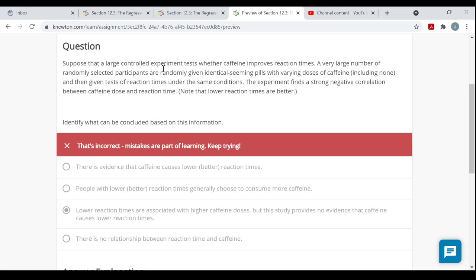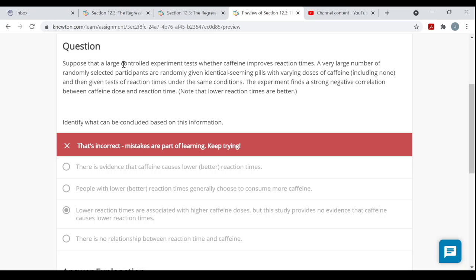You know, they took it away. Some people had no pills, and they saw that maybe no caffeine corresponded to higher reaction times. So they had different levels of caffeine. That was pretty good. Again, it's a controlled experiment, so it's a well-formed, well-structured experiment, it looks like.